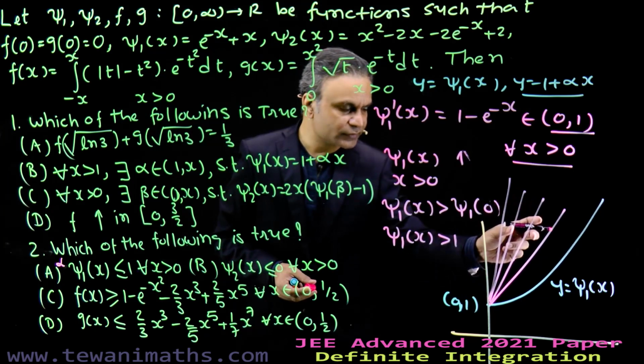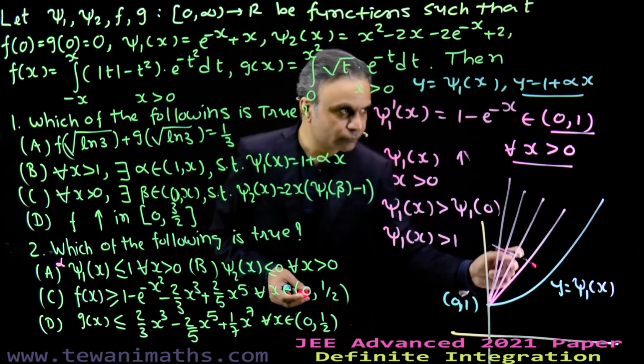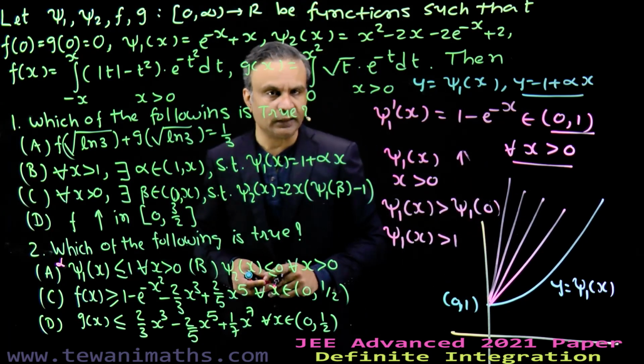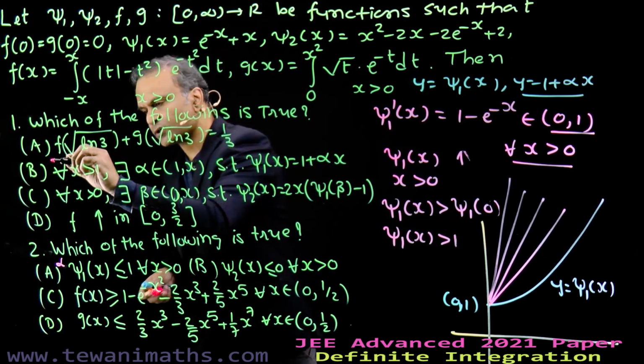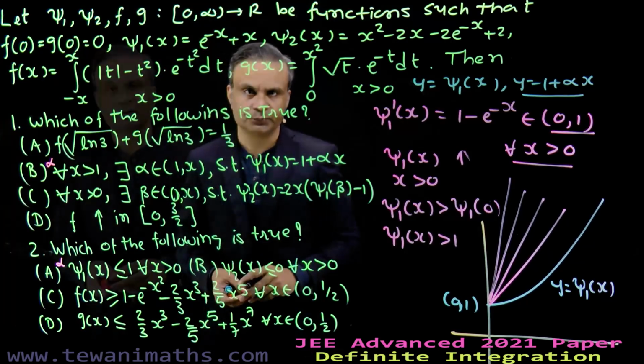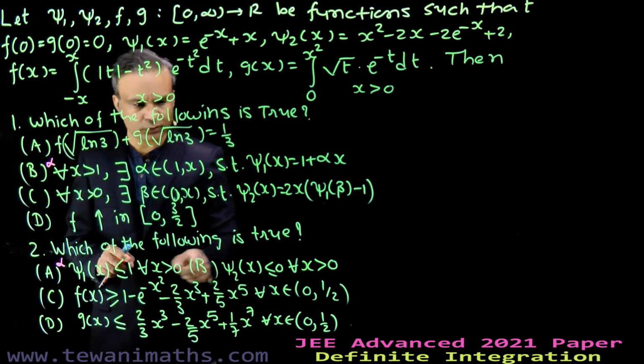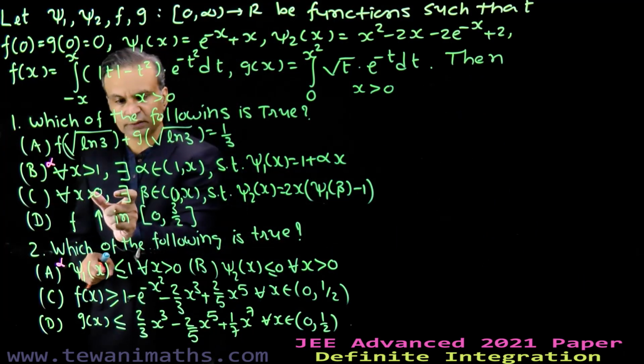That means these lines won't intersect this graph for any value of alpha. Okay, that means this equation has no root. That means this option is also false. Okay, now we have two options for psi 2, this and this.